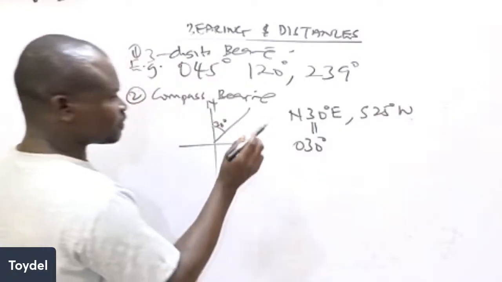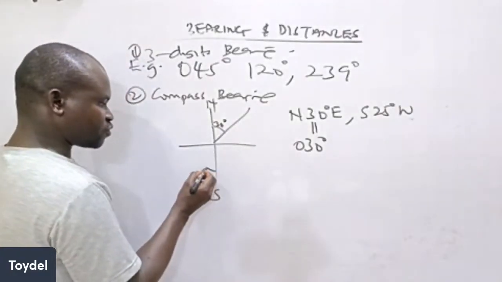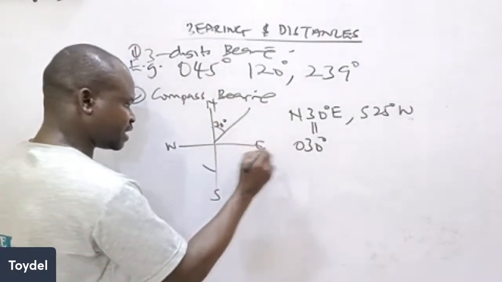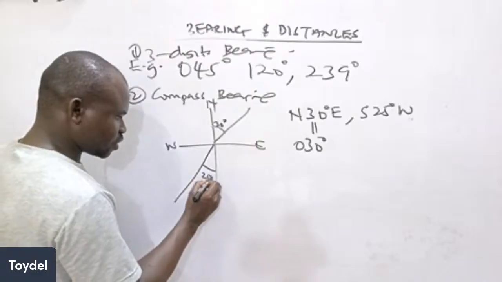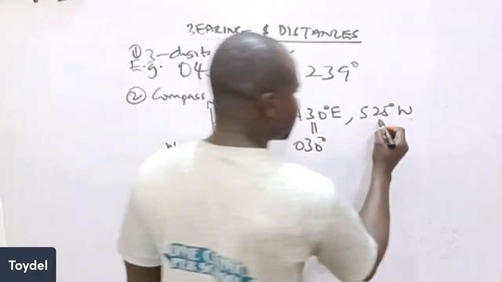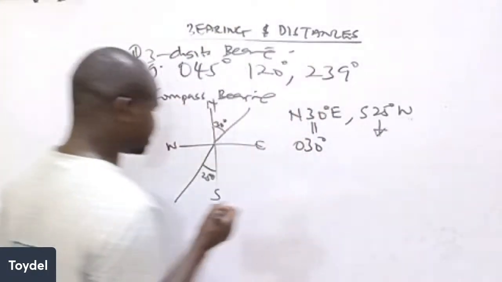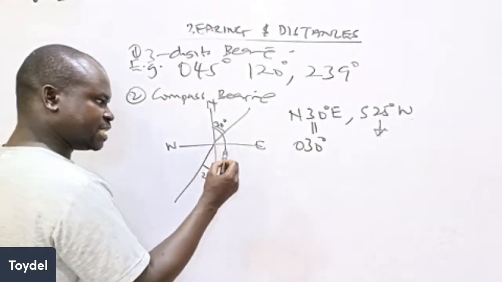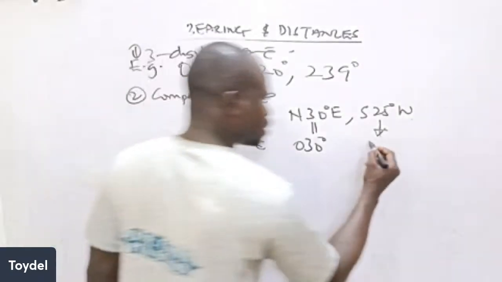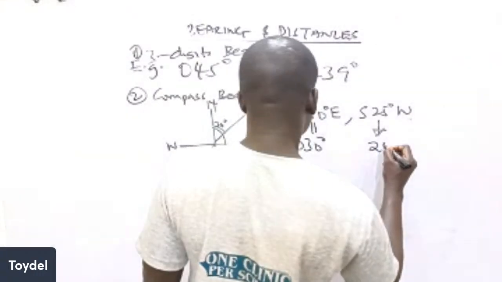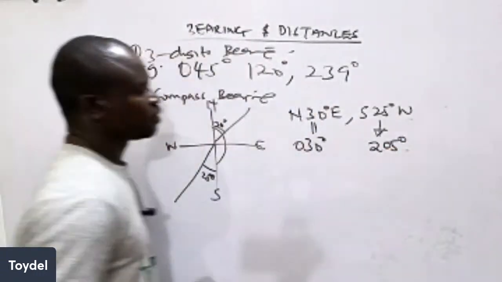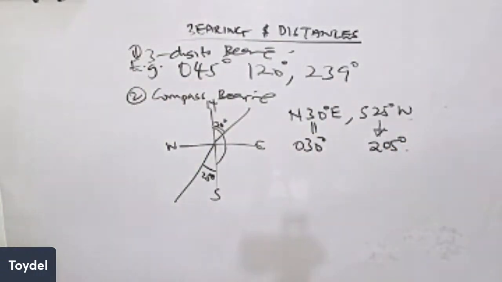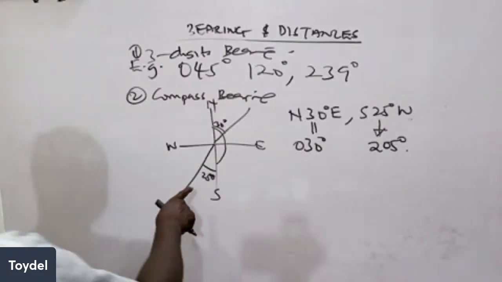Then south 25 degrees west. You start from south, you move towards west. This is east. 25 degrees towards west. So if you want to convert this to 3-digit bearing, you start from here 90, 90, 180. It's the same thing as 215. No, 205 degrees. When you convert south 25 degrees west to 3-digit bearing, we are going to have it to be 205 degrees.